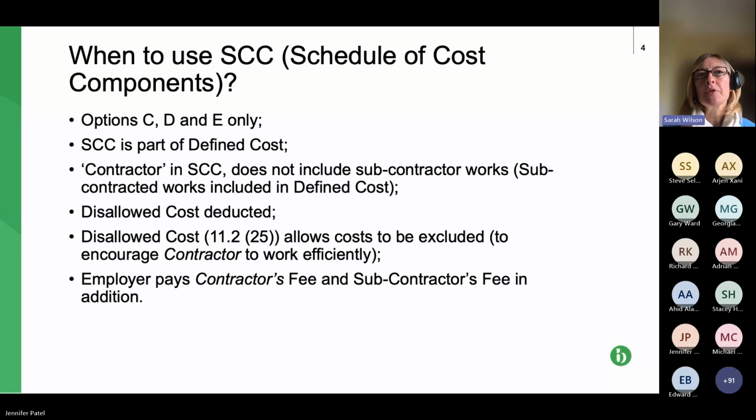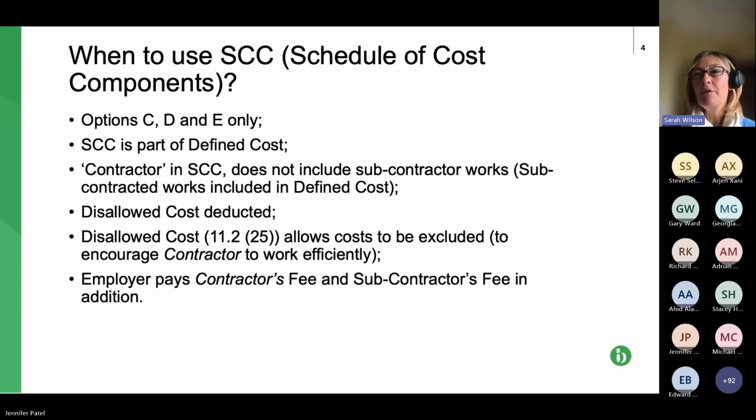So the schedule of cost components is referred to in the defined cost. So in the interim payment applications, the contractor can claim, and subcontractors in a subcontract claim, the defined cost, which is roughly in NEC3 split into two. The first bit is the elements in the schedule of cost components. And the second part is subcontractor costs, which is dealt with separately in NEC3.